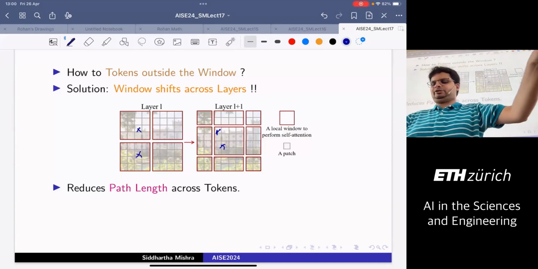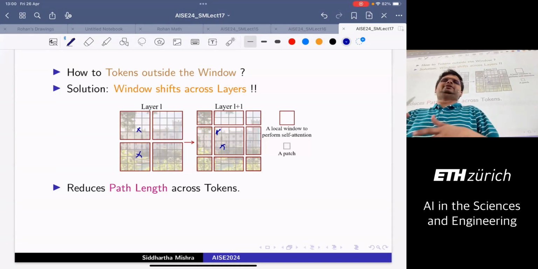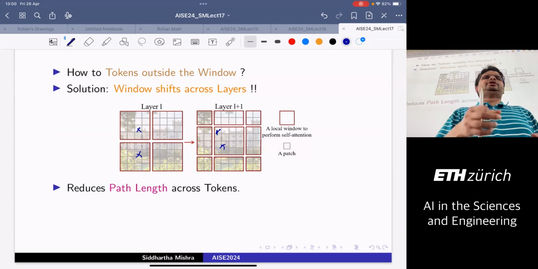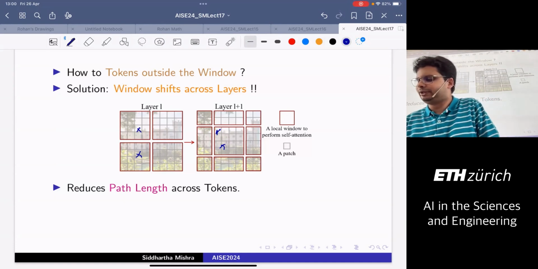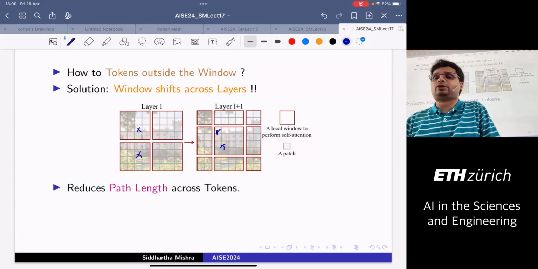And by doing this striding, you reduce the path length across tokens. So you do have a global information propagation by just harnessing the fact that you're striding the windows. Okay, a simple and very elegant idea that works quite well. Okay, with this, let's stop here.